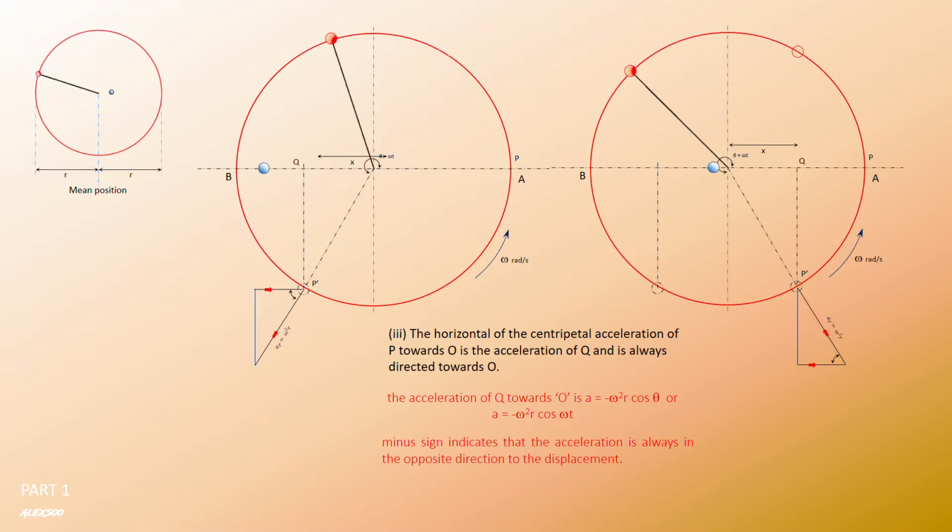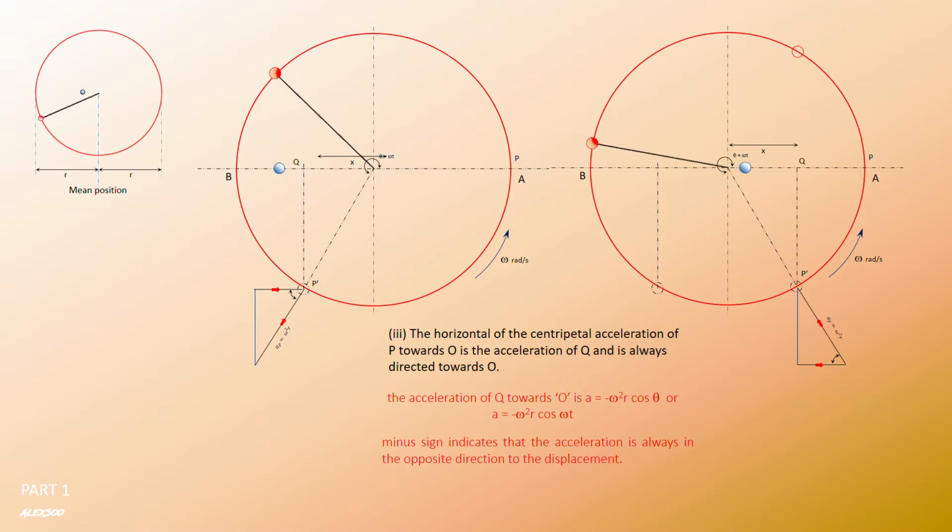So the horizontal component of the centripetal acceleration of P towards O, the acceleration of P towards O. That means when the particle moves from point P towards point O, the acceleration of the particle is considered as a centripetal acceleration. That is equal and opposite to the centrifugal acceleration.